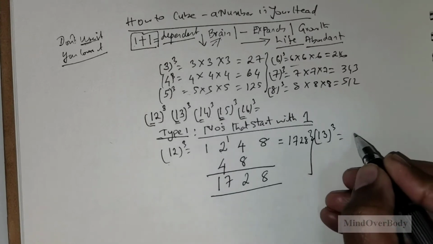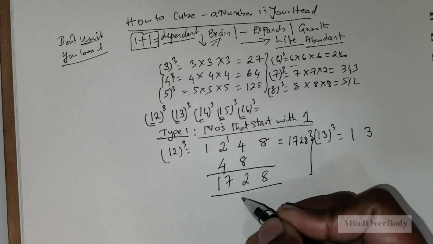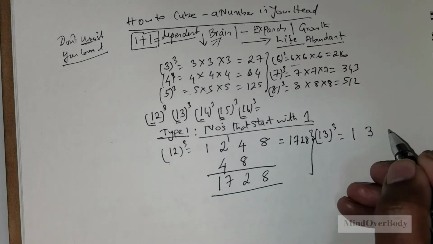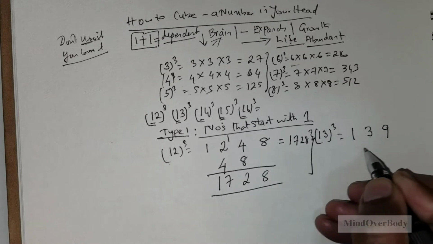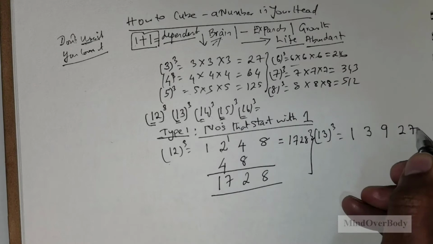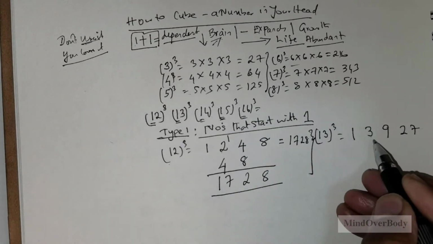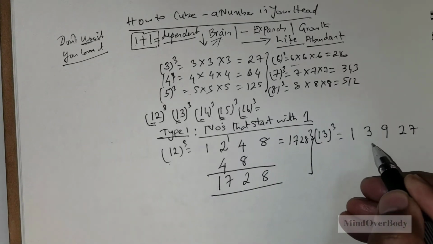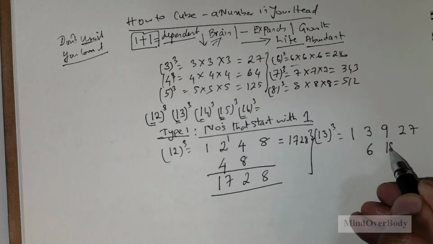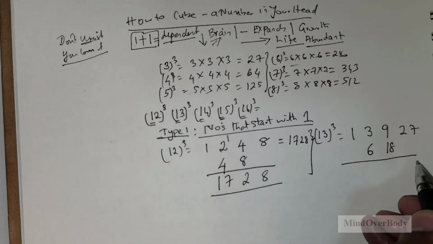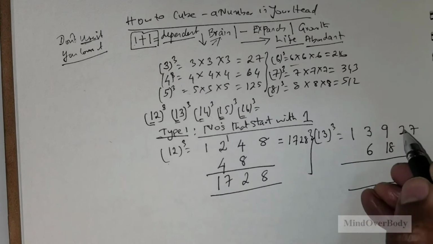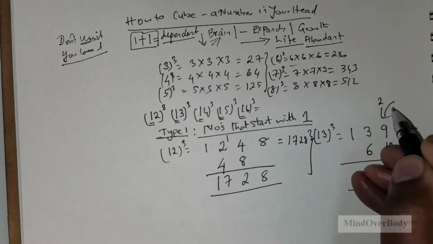Now let us see what happens when we are given 13 cubed. What should you do? Write the number 13 and then square this quantity. What is 3 squared? 3 squared will give you 9, and then cube this quantity. What is 3 cubed? That will give you 27. Now, below the number 3, you double this number, you get 6. You double 9, you will get 18. Now you need to add. You place the number 7 here. Don't place the number 2 here. Carry the 2 here.